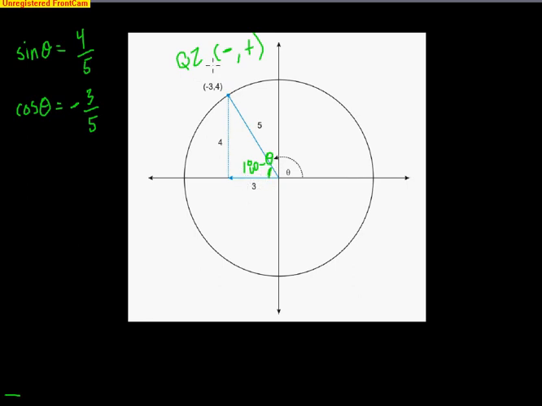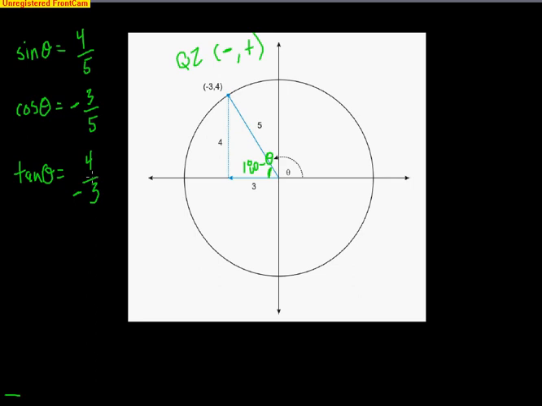Tangent, again, if you're just looking at the triangle alone, would be 4/3. But I can't just look at the triangle alone. I have to consider what quadrant the terminal side is in, and that would be a negative x value. So that would be negative 4/3. That should be pretty easy.